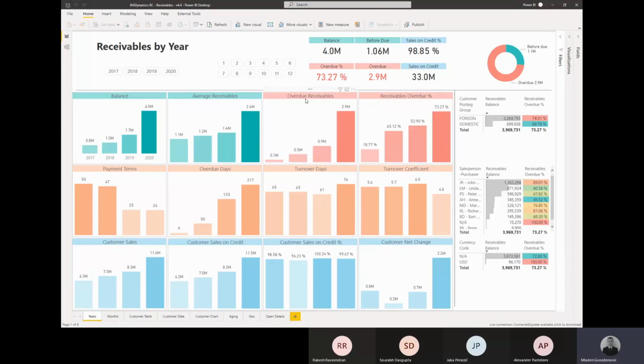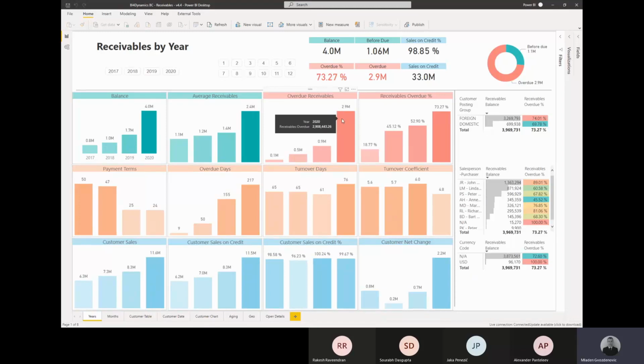Then we have open or overdue receivables, which are already overdue. So it means if I give a customer 30 days, these 30 days, the payment is before that due date. But after that, they already are late in payment, and that's kind of critical. So that's why it's in the red color, showing that out of 4 million, 2.9 is overdue. This represents 73%. You don't want overdue to be high, because that is something where customers go bust and you never get money back.